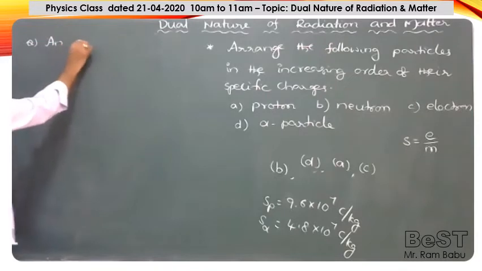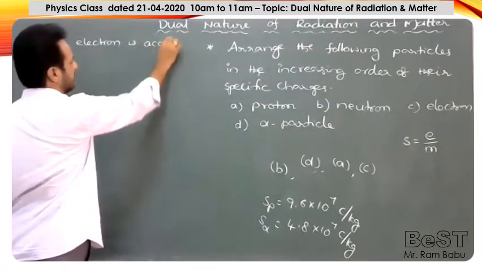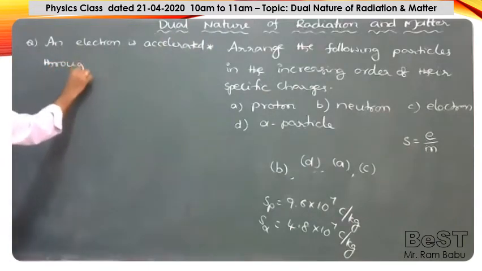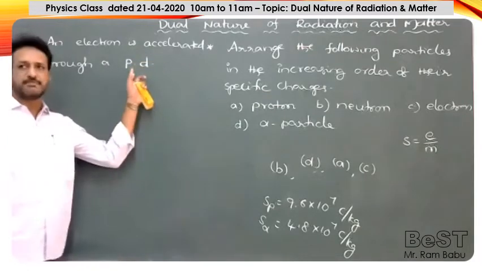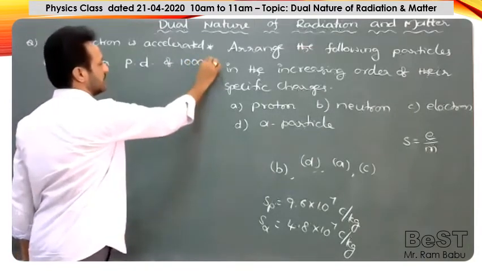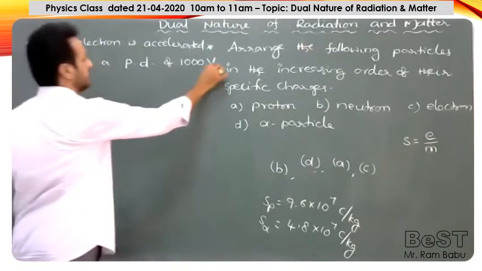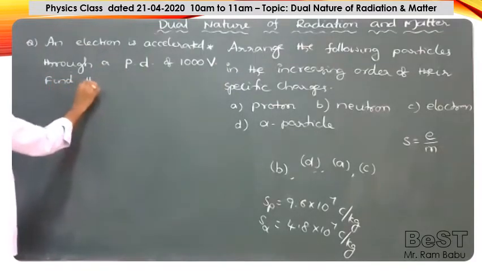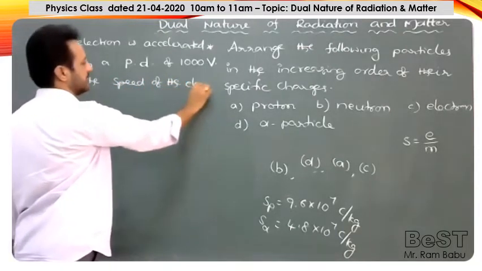An electron is accelerated through a potential difference, PD, of 1000 volt. So volt is the unit of the potential difference. So an electron is accelerated through a potential difference of 1000 volt. Then find the speed of the electron.